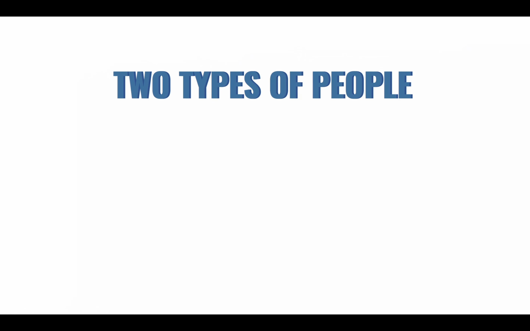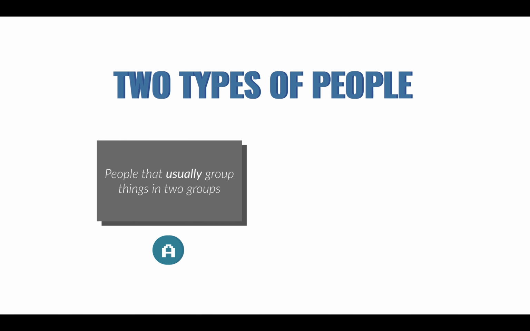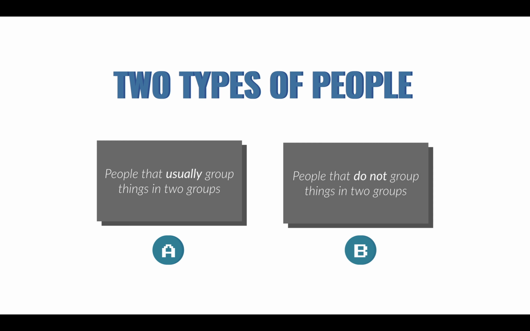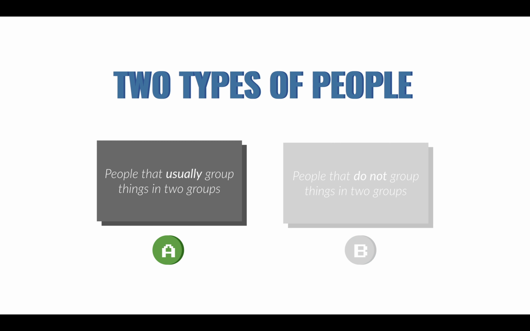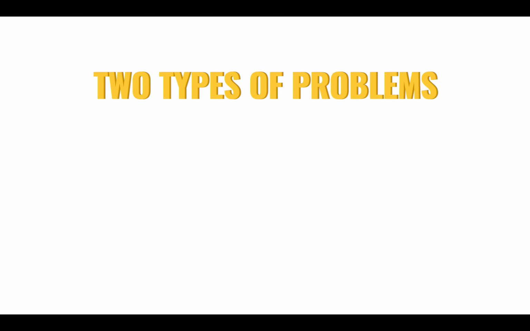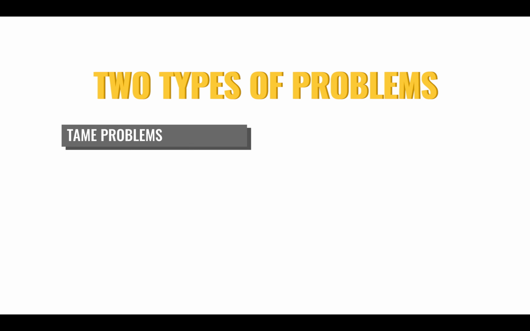So there are two types of people. The first one is people that usually group things in two groups, and people that do not group things in two groups. As you can see, I'm part of group A. And knowing this, there are two types of problems. The first one are the tame problems.